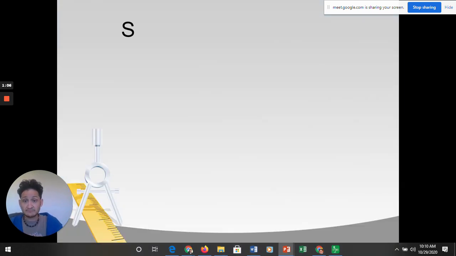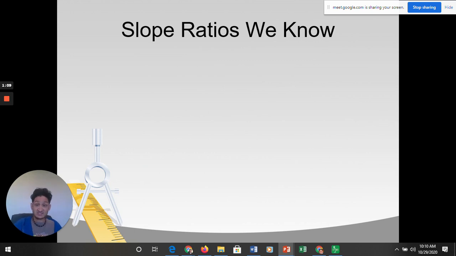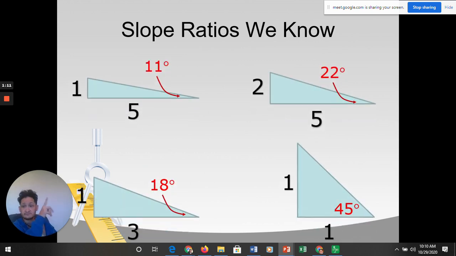So to recap, you're probably all sick and tired of that. You're like, yeah, I know, we talked about slope ratios. Whenever there's an 11-degree angle inside of a right triangle, I know that if I compare the opposite side versus the adjacent side, it's always going to simplify to 1/5. Got that branded into my brain. Cool. And you probably have 22 is 2/5, and 18 is 1/3, and 45 is 1/1. Sweet! You probably got all that down. We've done enough of it, I would hope so.